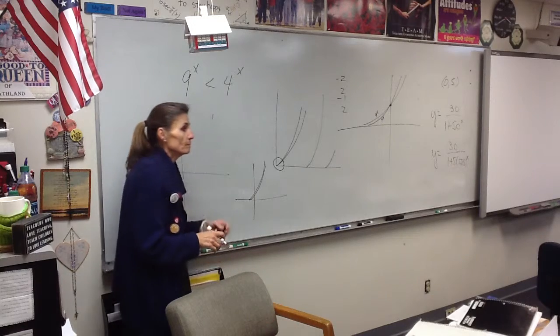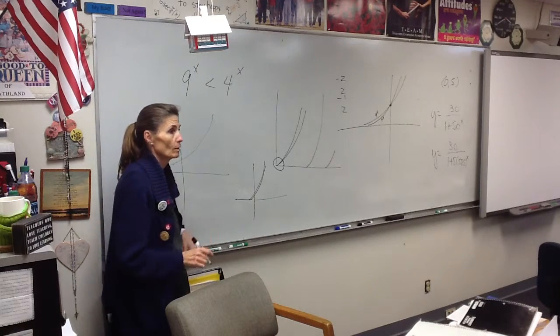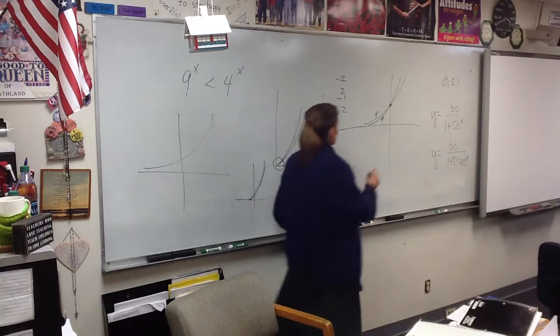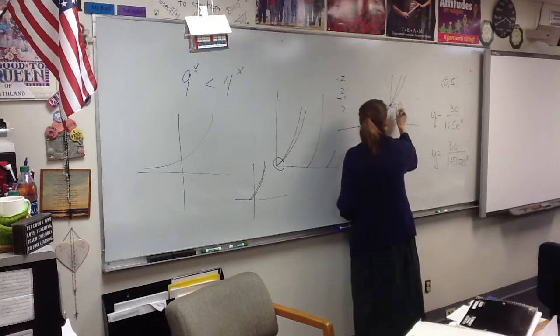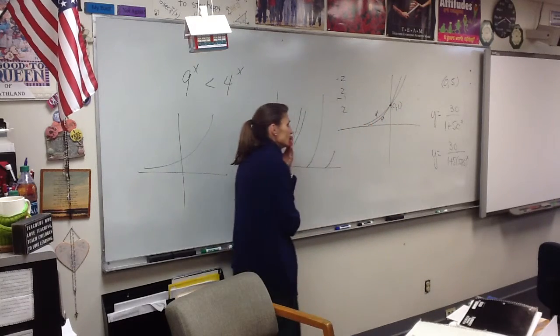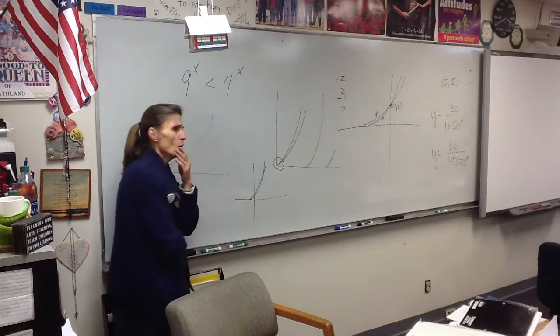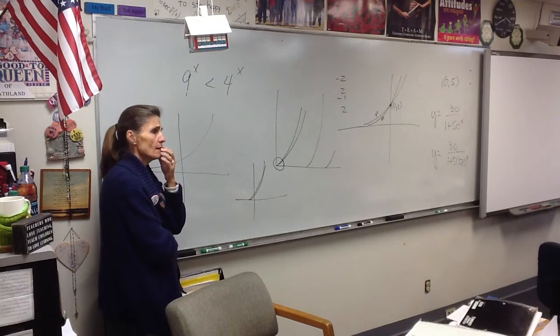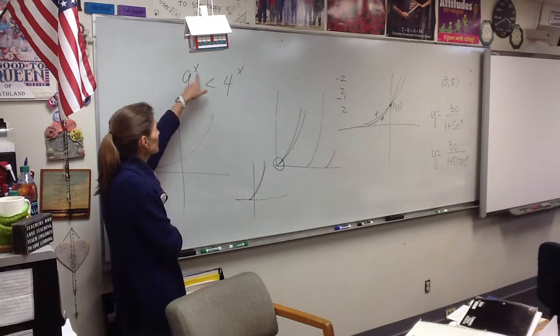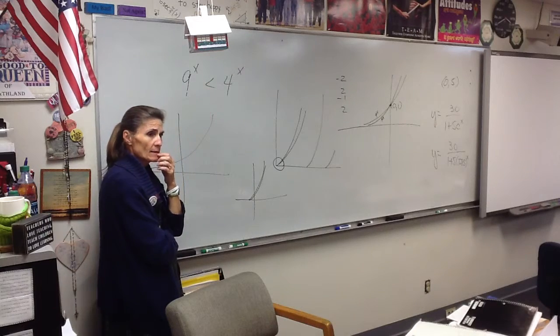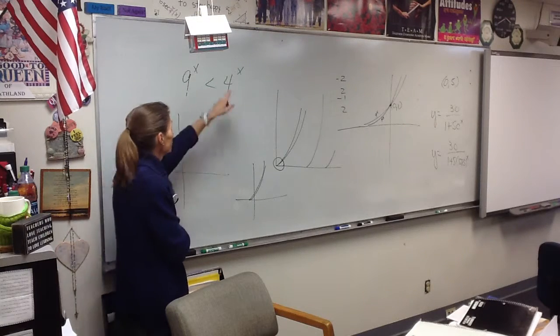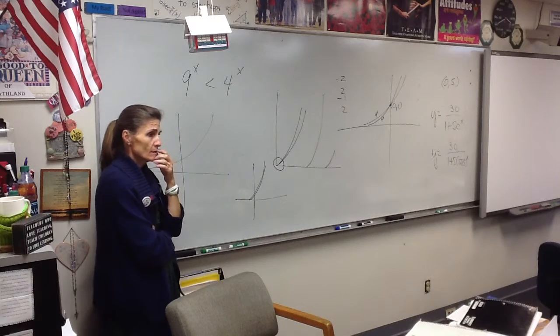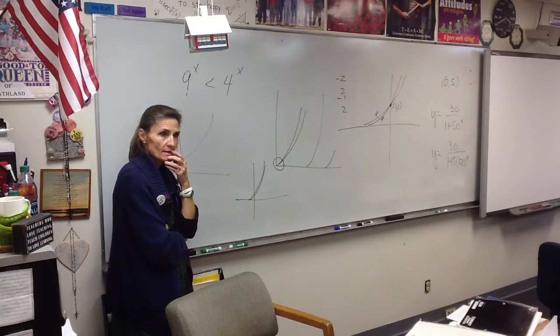What'd you come up with? They intersect at 1. Does that make sense? At 0, 1? What happens if you put a 0 in for that x? E1. What happens if you put a 0 in for that x? E1. So that sort of makes sense, doesn't it?